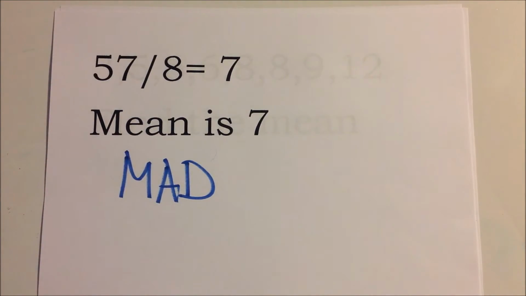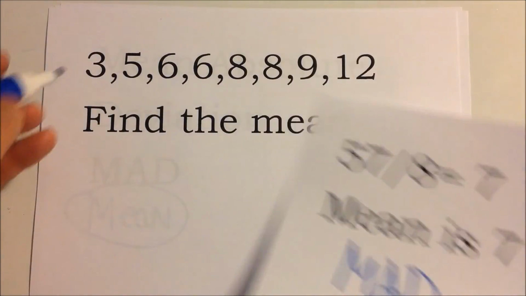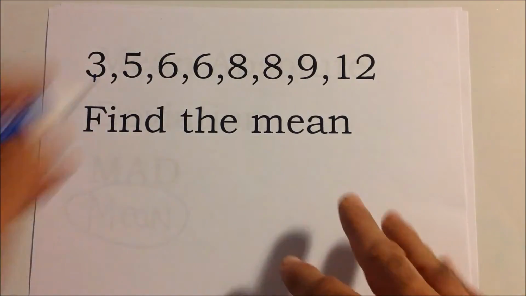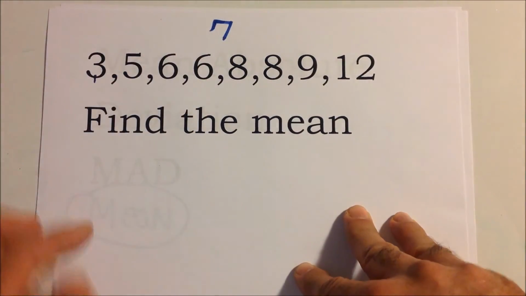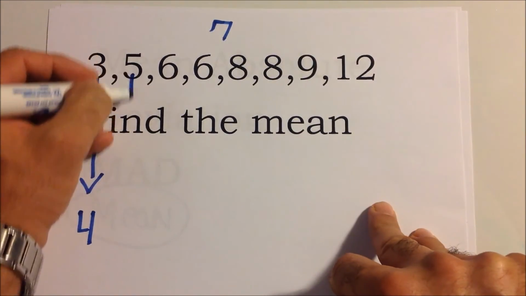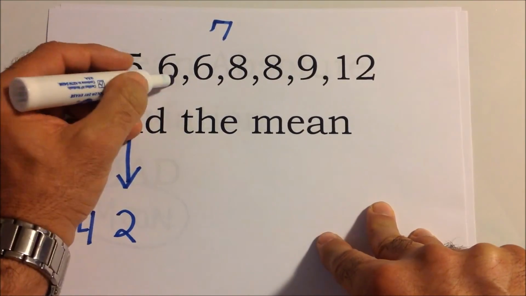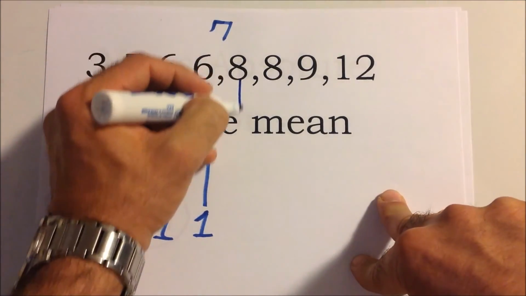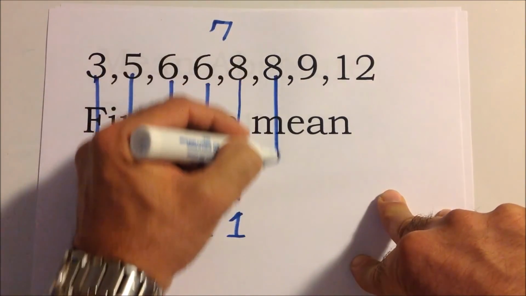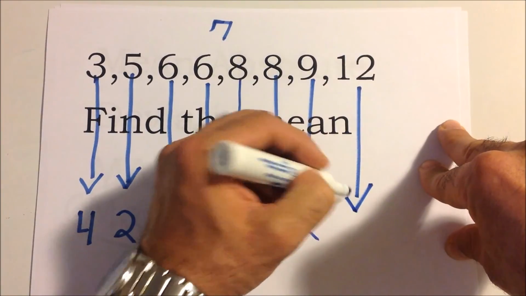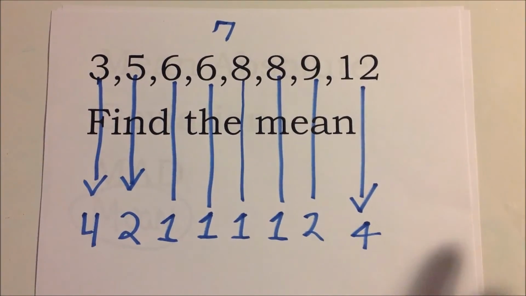Now the MAD, or the mean absolute deviation, is the distance that each point, each value that we have, is from the mean. How far is 3 from the mean? So again, the mean is 7. How far is 3 from the mean? It's 4. It's 4 away from 7. 5 is 2 away. 6, 1 away. We have another 6. It's 1 away. 8 is also 1 away. 8 is 1 away. 9 is 2 away. And 12 is 5 away.